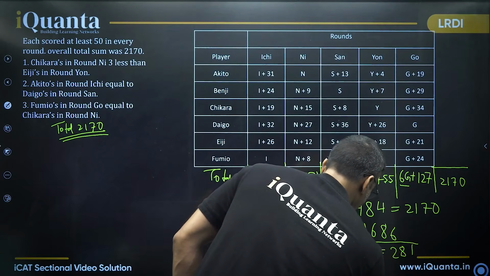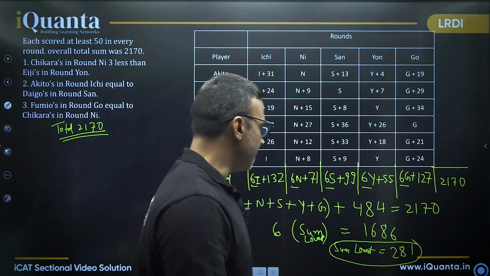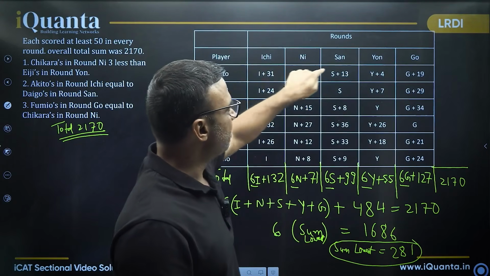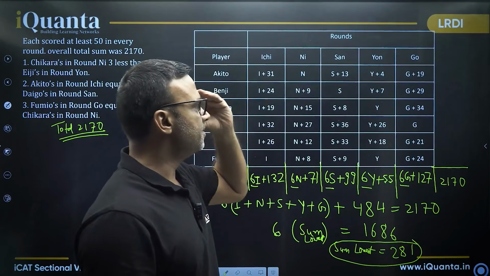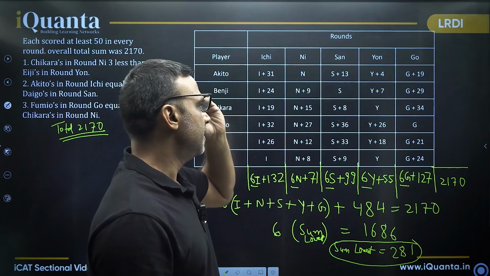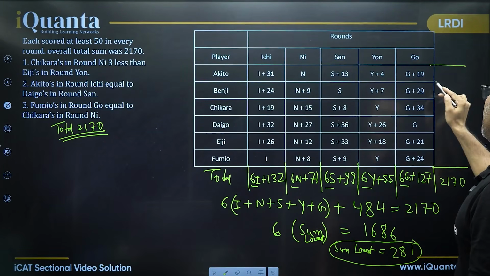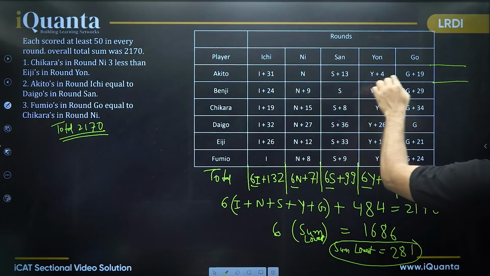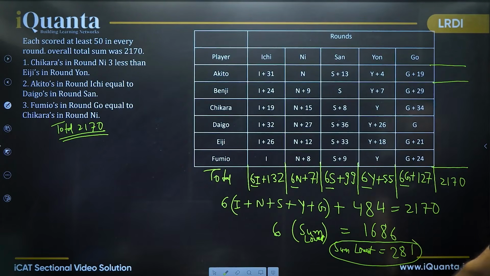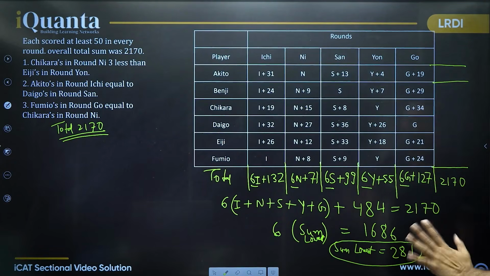Now why is it important? This is a very important value. What happens if you add these numbers? You get I plus N plus S plus Y plus G, and that is 281. And then the other numbers. Okay, nice. So the benefit is when I find the total of A, it should be I plus N plus S plus Y plus G, which is 281, plus 31 plus 13 plus 4 plus 19, right?